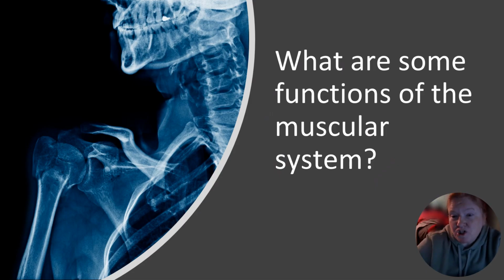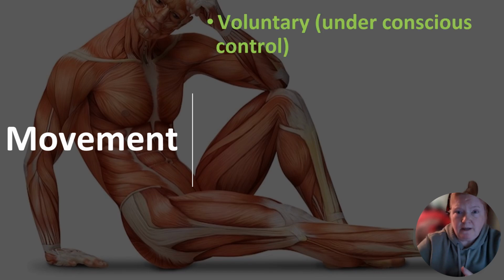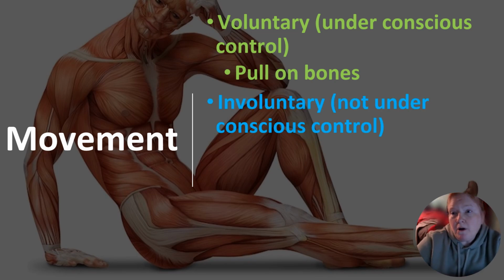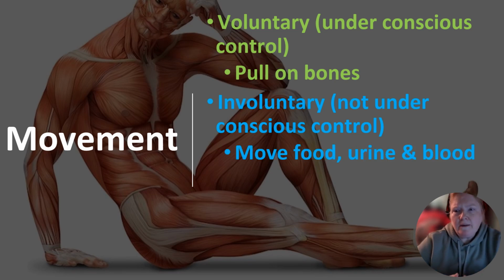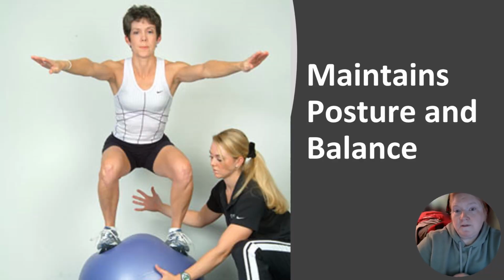What are some functions of the muscular system? Let's talk about them. So movement, this should be a relatively obvious function, right? We have voluntary movement that's under our conscious control, and those muscles pull on our bones. But we also have involuntary movement, not under our conscious control, and that moves things like food and urine and blood through our body. It also contracts the uterus to give birth. But besides movement, our muscles also serve to maintain our posture and balance.